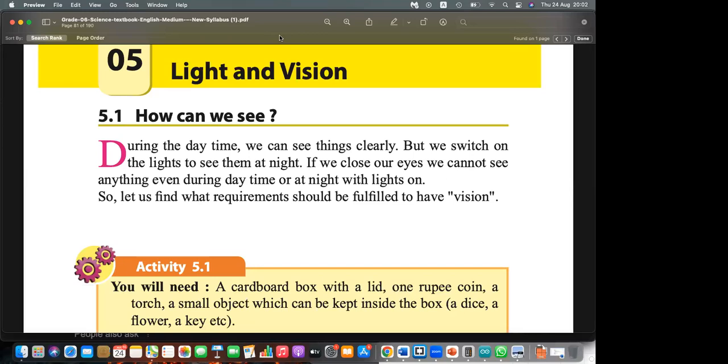Okay, so how we see is because of the light. Light is basically, there is something called the electromagnetic spectrum. Have you heard of that?